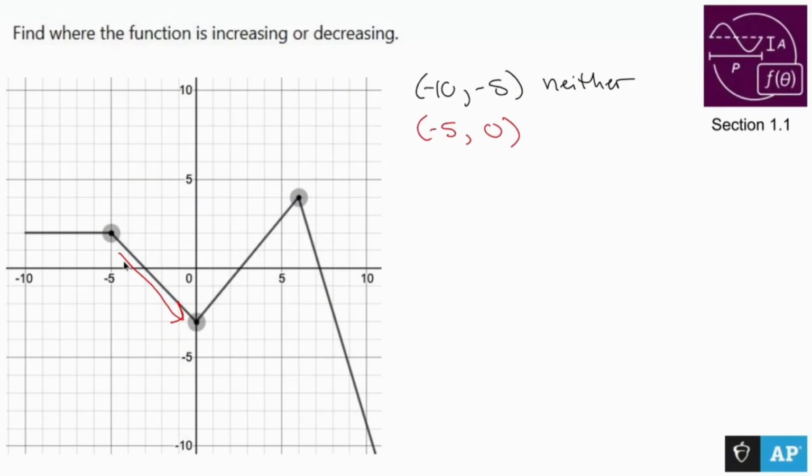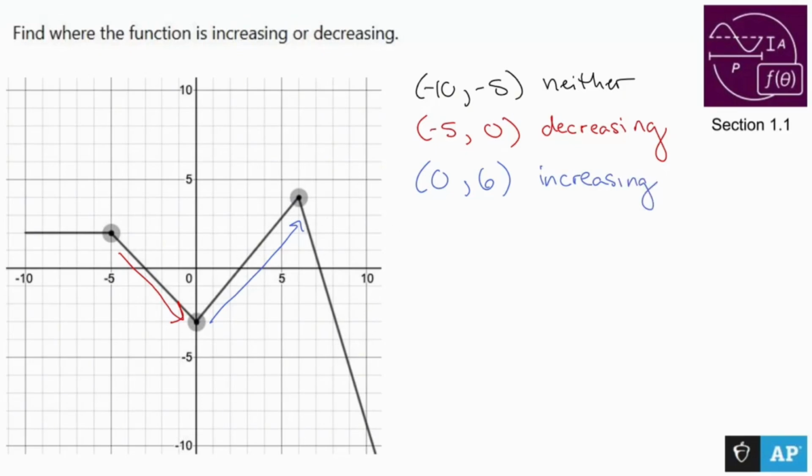Now from -5 till 0, and again, we won't include those numbers because we really don't need to. From -5 to 0, we're going down and to the right. That's a decrease. So you are decreasing. From 0 to 6, we are going up and to the right. So we'll write out the interval 0 to 6 is up and to the right. That's an increase.